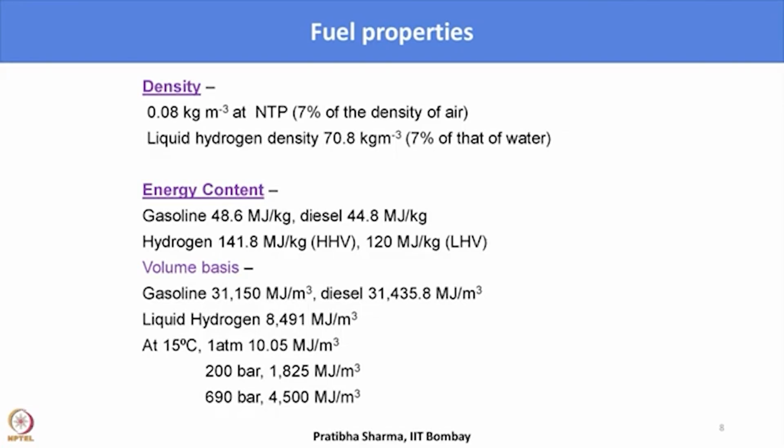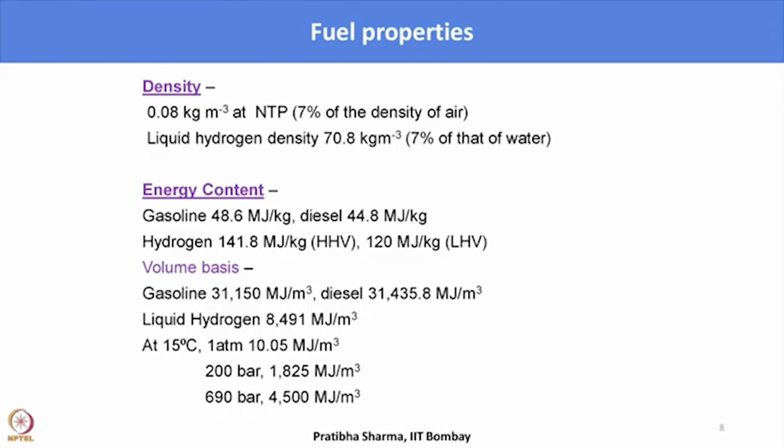When we compare it, let us say when we see the specific gravity, that is defined with respect to a reference material. If it is gaseous, then with respect to air; if it is liquid, then with respect to water. So, the density of hydrogen is 7% of that of air. However, liquid hydrogen, which has a density of 70.8 kg per meter cube, is 7% of that of water.